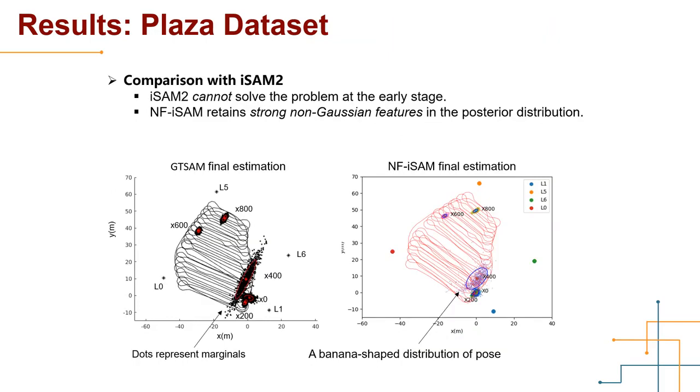We provide a comparison with iSAM2. iSAM2 cannot solve the problem at the early stage due to non-Gaussian posteriors. The figures are the final estimations made by the two solvers. The scattered dots represent marginals. So, in the NF-iSAM solution, the very uncertain X400 pose is on a banana-shaped distribution. This demonstrates the consistent performance of NF-iSAM on retaining strong non-Gaussian features in the posterior distribution.